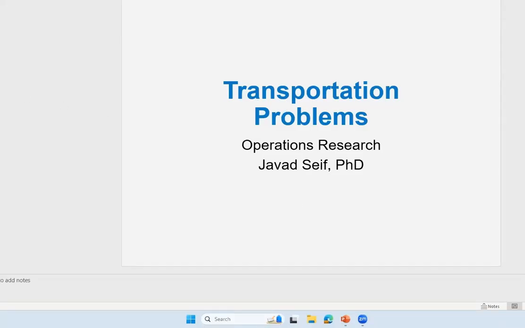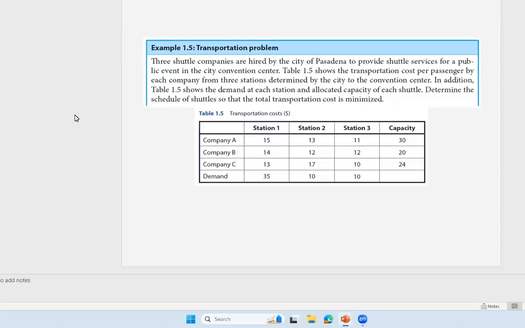So, the transportation problem, which we already saw. Do you remember this? We had three companies and three stations, and these companies were supposed to take passengers from one station to a Pasadena convention center. And we didn't know how many each company should take. Each station had a demand, 35, 10, 10. Each company had a capacity, 30, 24.